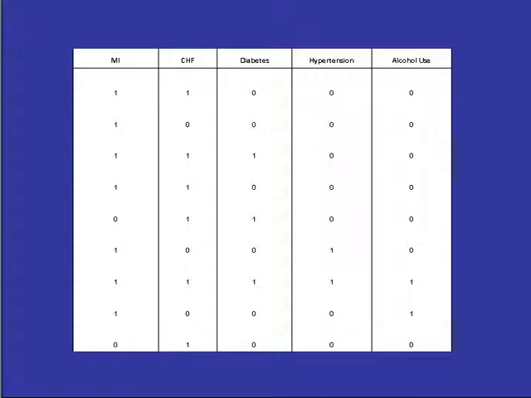In this slide, we have created a matrix with the disease groups at the top and the diagnoses ranked 1 through 0 here. If the individual has the diagnosis of the disease, they were given a 1. If they do not, they are given a 0. As you can see, in case number 1, the individual was diagnosed with MI and CHF, but was not diagnosed with diabetes, hypertension, or alcohol use.